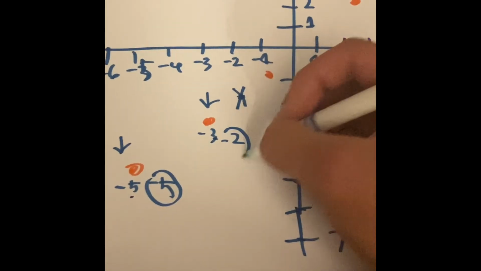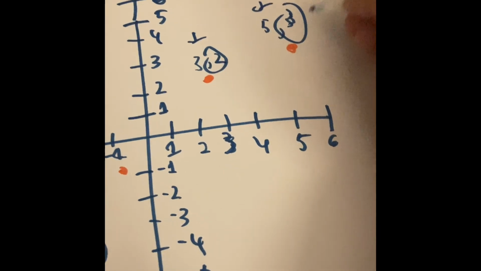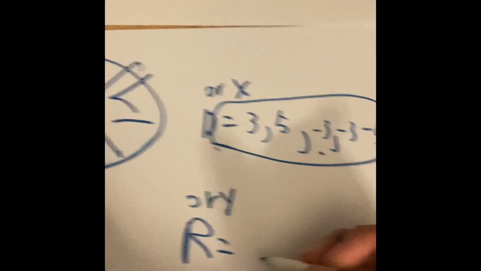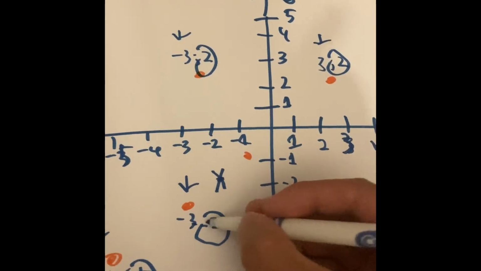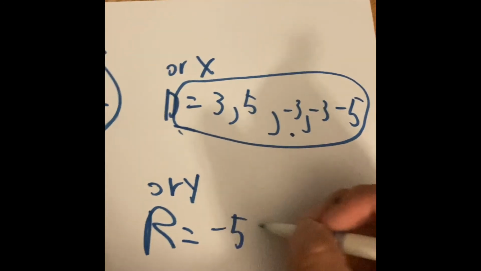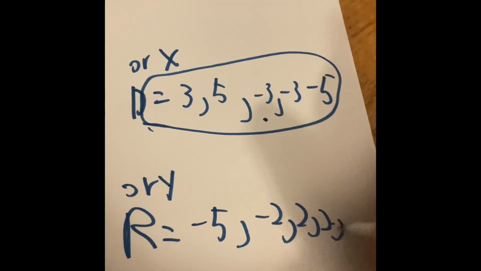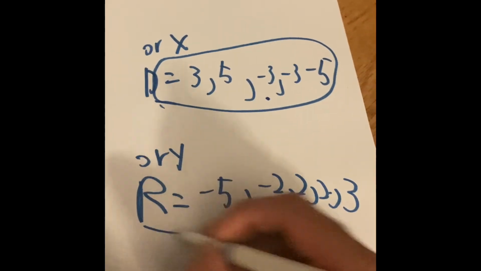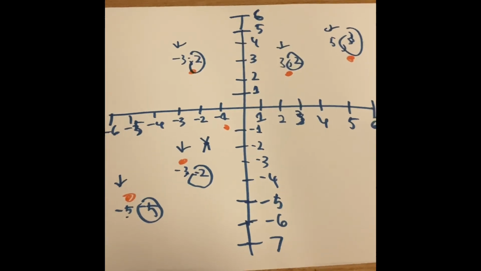But how do we find our range, or what we get? We're going to look at the second part of the coordinates. Look at the second number and place those numbers onto your range right here. So we have -5, -2, 2, 2 again, 3. So -5, -2, 2, 2, 3. So that's going to be our range. And this is how you find the domain and the range of a function that has no lines but isolated coordinates.